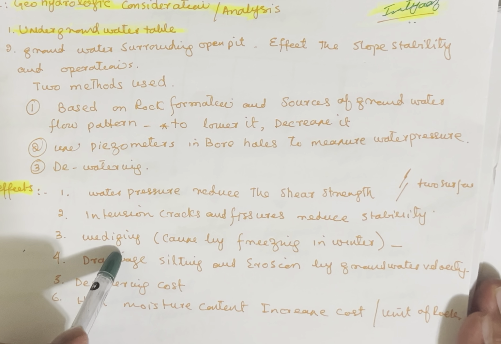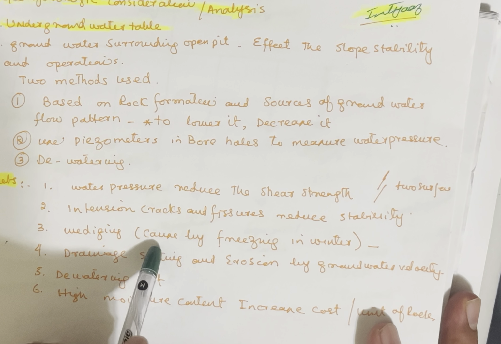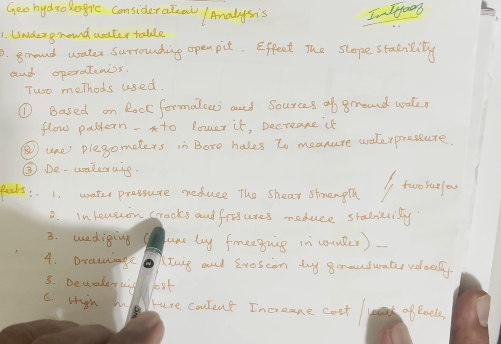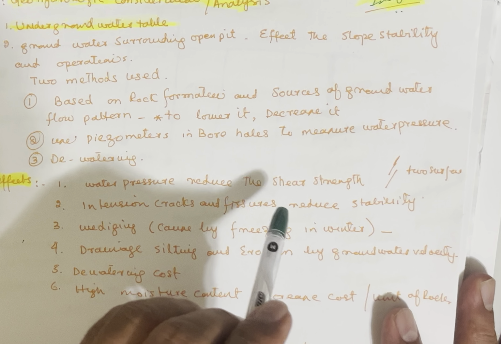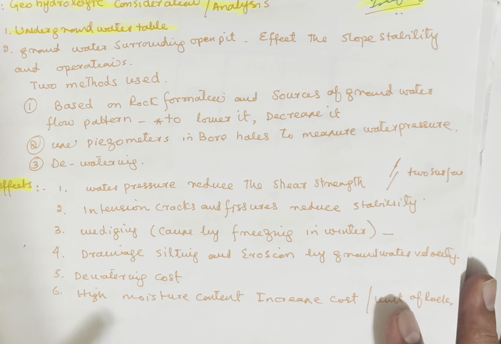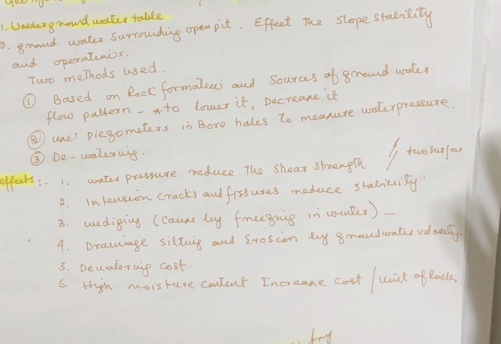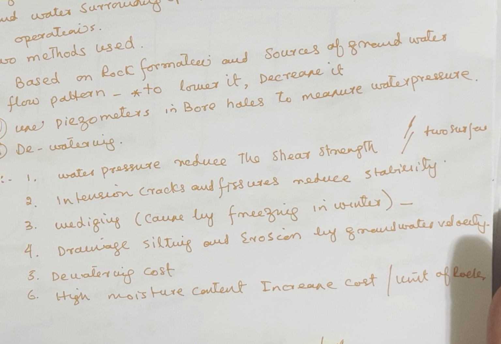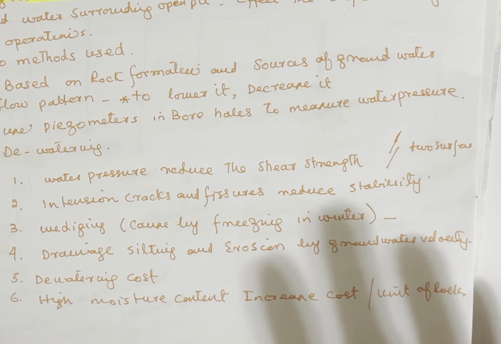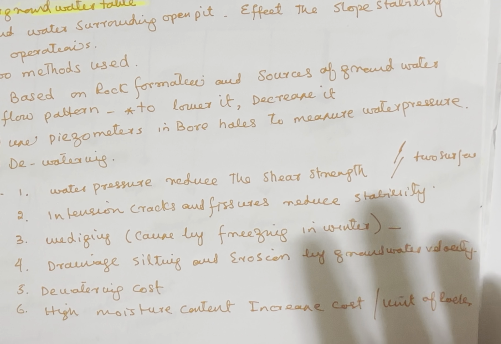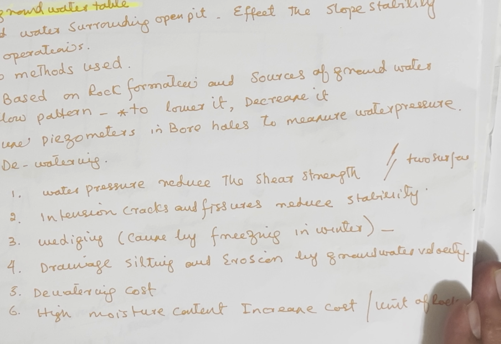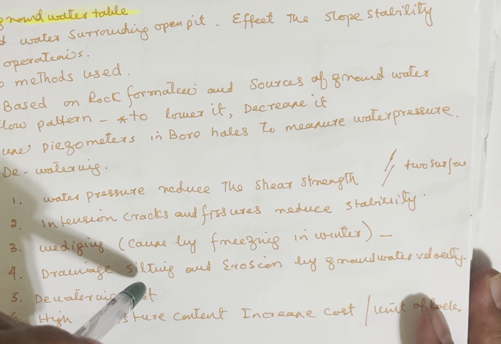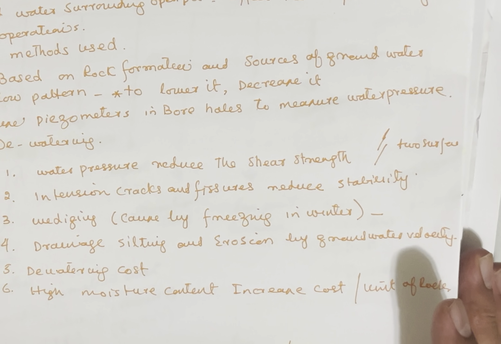The third one is wedging. Wedging is a phenomenon caused by the freezing of water within tension cracks, fissures, faults, and weak surfaces. We know that when the temperature goes from 0 degrees to -4, it cracks the rock, and there is a chance of failure. So it's called wedging. And the fourth one is drainage, silting, and erosion by groundwater velocity.